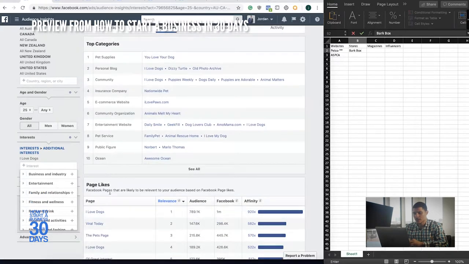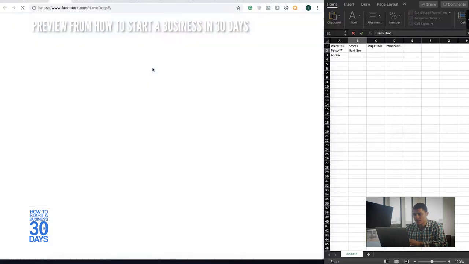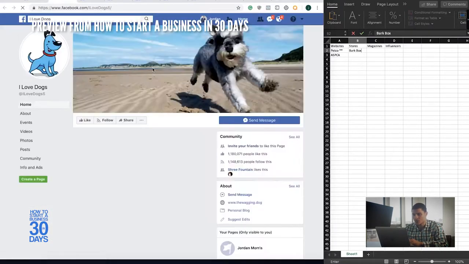I Love Dogs. Here we go. Let's give it a look. You Love Your Dog, Pet Supplies. I Love Dogs, Dizzy Turtle. I Love Dogs, Puppies Week, National Pet. See, this is a real good one. We got dogs going all the way down to the bottom. So we know this is a real rich, rich one.